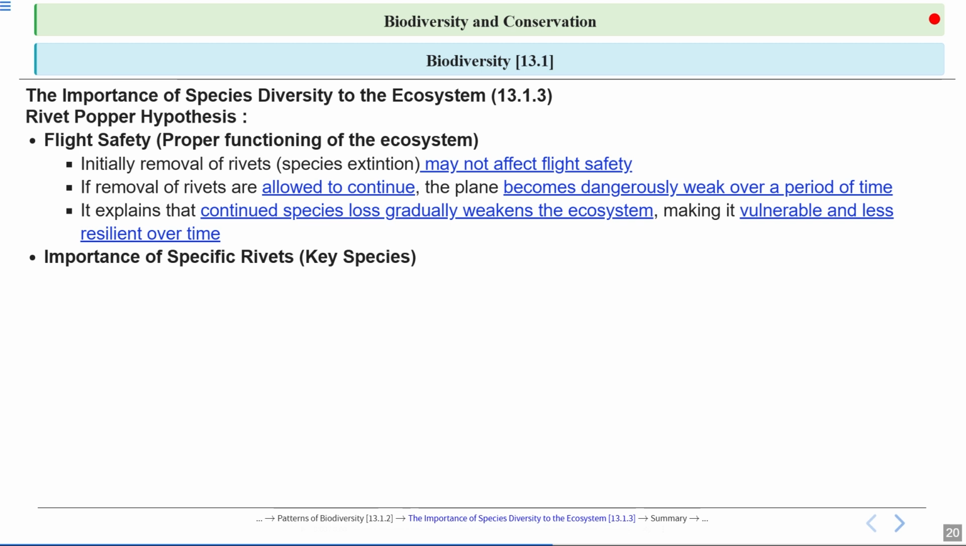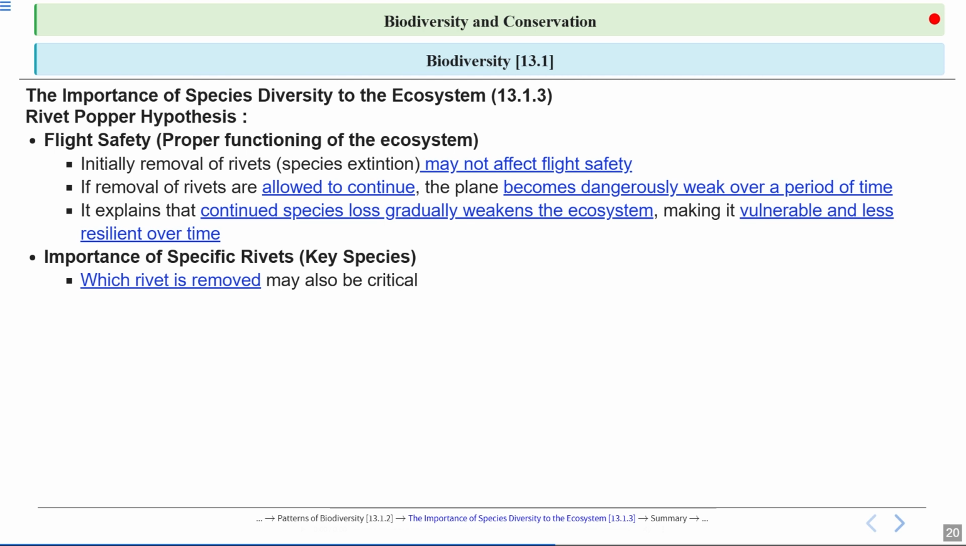Now let's look at the importance of specific rivets, or key species. We said that we are removing rivets from the airplane, or species are getting extinct from the ecosystem. But what happens if main or specific rivets are removed, or if the key species get extinct? Which rivet is removed can make a big difference. If we lose a rivet from a critical part of the plane, it could be much more dangerous than losing one from a less important spot.